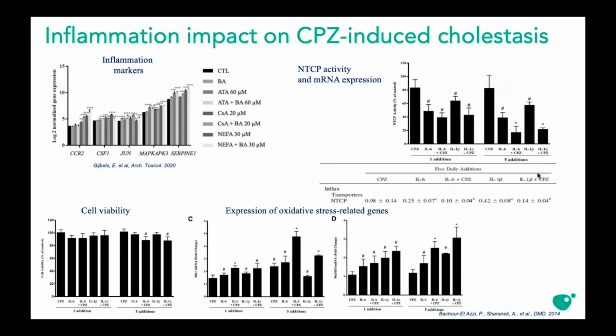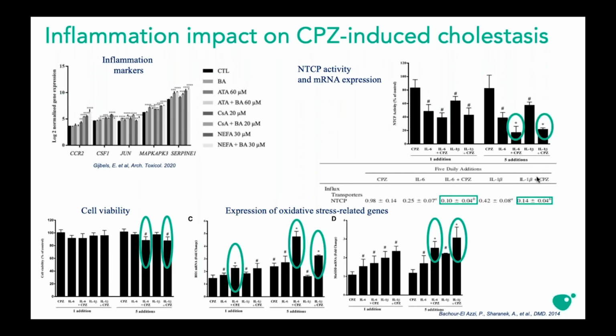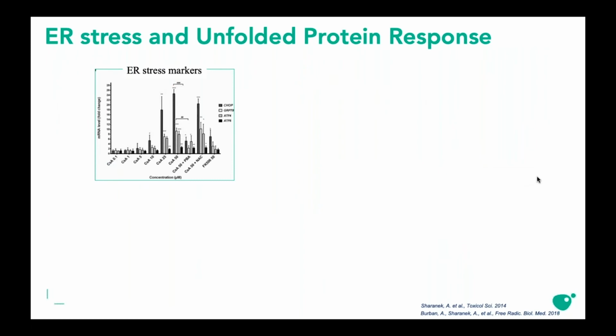So we co-exposed HepaRG cells to chlorpromazine with either interleukin-6 or interleukin-1 beta for 24 hours or 5 days. Most effects of co-exposure to cytokines and chlorpromazine were amplified or only observed after 5 daily exposures. These effects included increased cytotoxicity, overexpression of oxidative stress-related genes, and decreased CYP mRNA levels and activity.